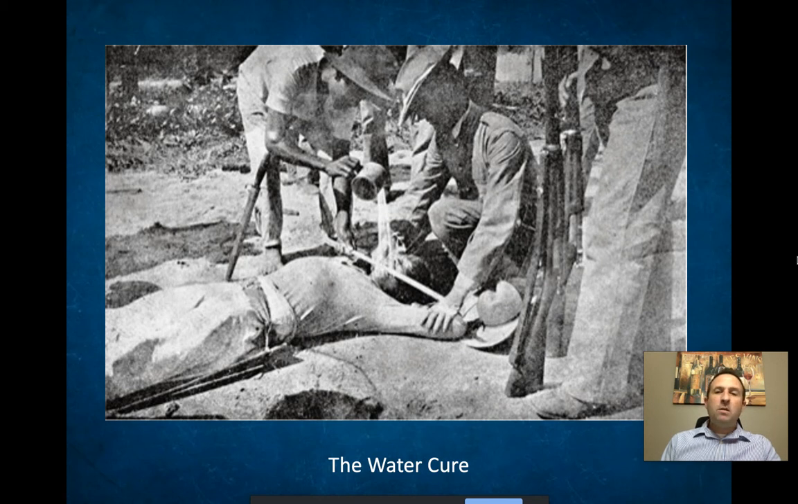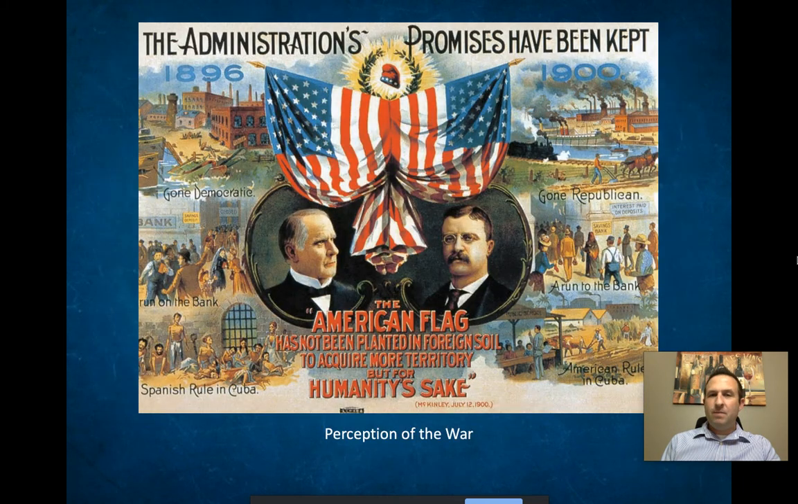This war really began to question our necessity to be an imperial nation. On the one hand, promises made, promises kept. McKinley and Roosevelt: the American flag has not been planted on foreign soil to acquire more territory, but for humanity's sake. We are coming to free the world. That's not freedom. That's torture.